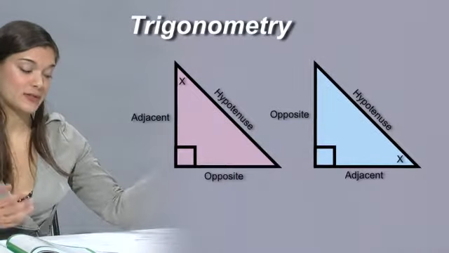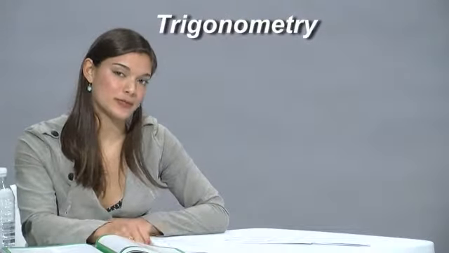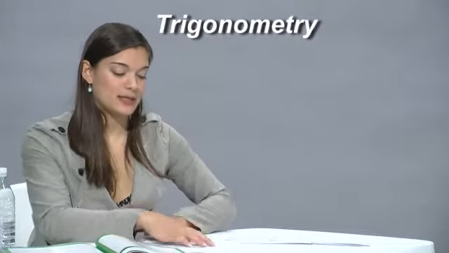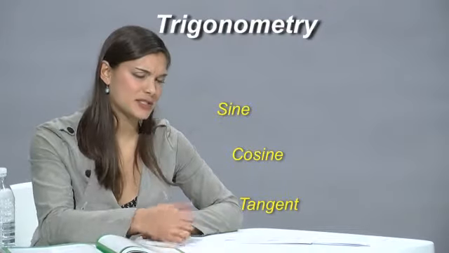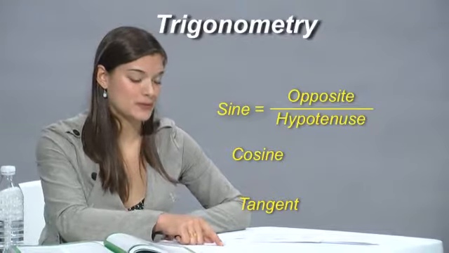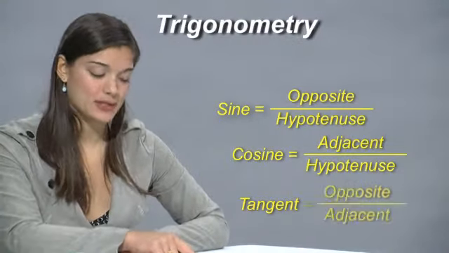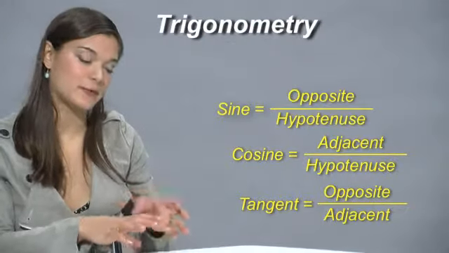So now that we have those names, why does it matter? Well, we can set up some ratios that will help us figure out angle measures, because that's useful. So the main thing we need to know are sine, cosine, and tangent. That's just the name for these ratios. Sine is opposite over hypotenuse, cosine is adjacent over hypotenuse, and tangent is opposite over adjacent. So those are just different sides over each other.